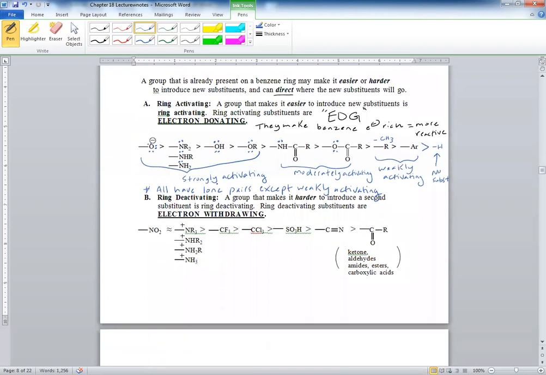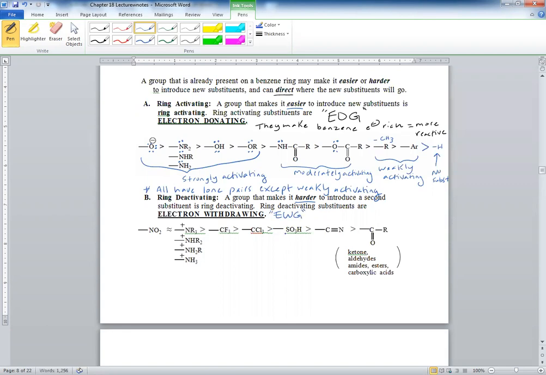The other type is ring deactivating. So those are deactivating groups. This is a group that makes it harder to introduce a second substituent. So it deactivates the ring. It doesn't make it as reactive. And the ring deactivating substituents are electron withdrawing groups, so EWG.